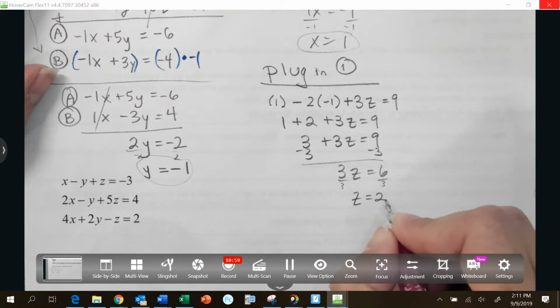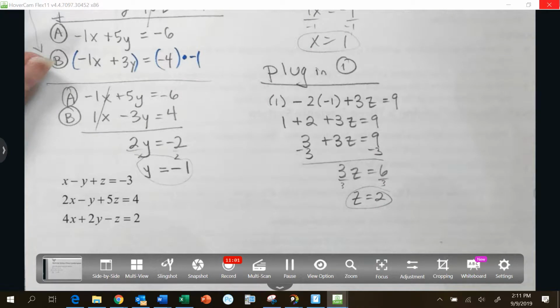Yes, you should be faster than me. Z equals 2. Because I'm talking through it all, and I get distracted easily.